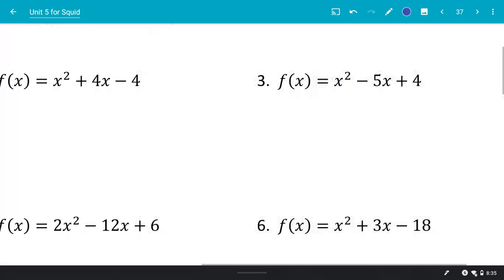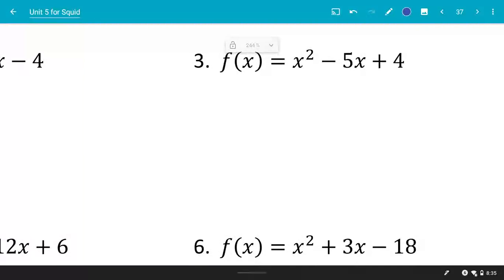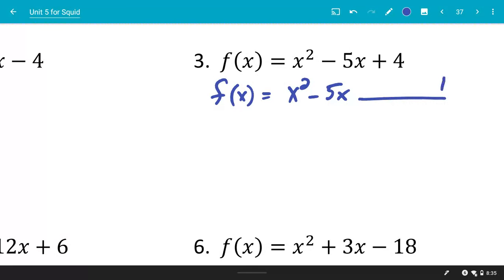Number 3. Again, no leading coefficient. I'm going to work a little faster on number 7, but not this one, because I see an odd number, and this may be the first time you've seen one of these, so please pay close attention. So we've got f of x equals x squared minus 5x, leave my space, plus 4. Now stay with me here.